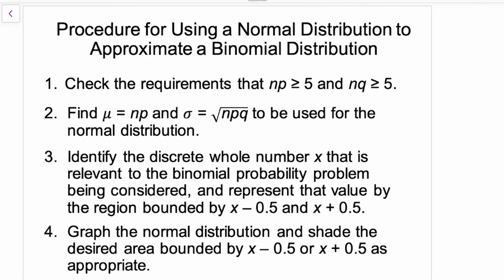Okay, so how do we actually do this? How do we use the normal distribution to approximate the binomial distribution? There are technical requirements. We're not going to worry about this. All of the examples we have will follow that.